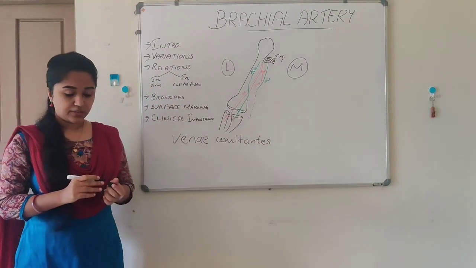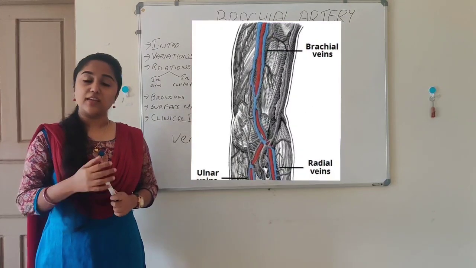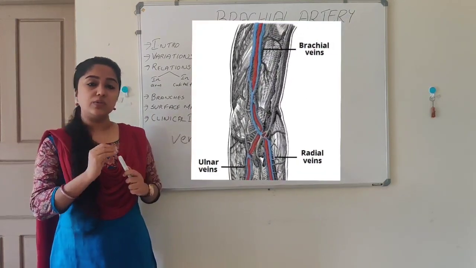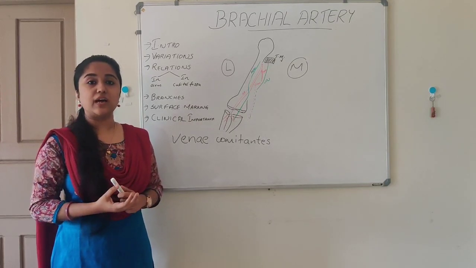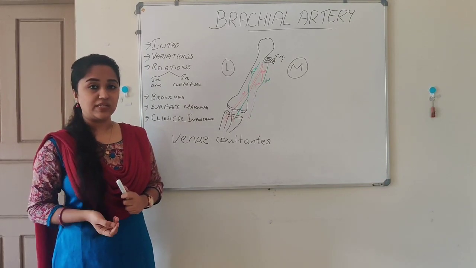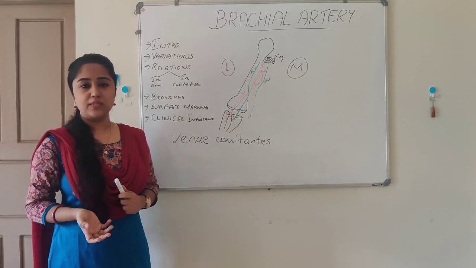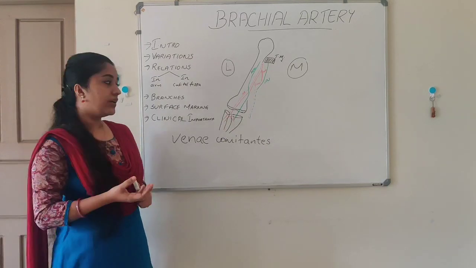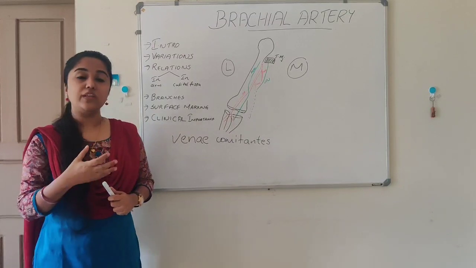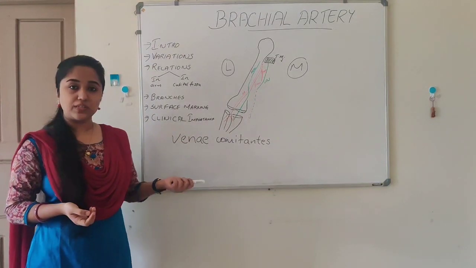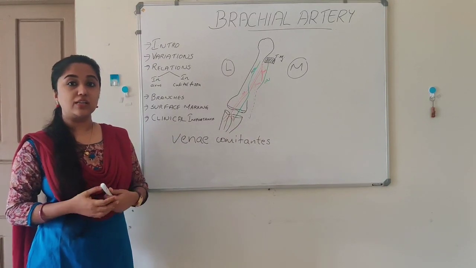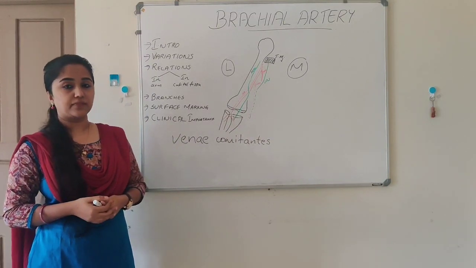Venae comitans are a set of veins that accompany arteries. They go in close relationship to the artery because the pulsation of the artery helps in venous return and also helps in temperature regulation. So some sets of veins go very close to arteries. Such a vein, that is the venae comitans of the brachial artery, is known as the brachial veins.